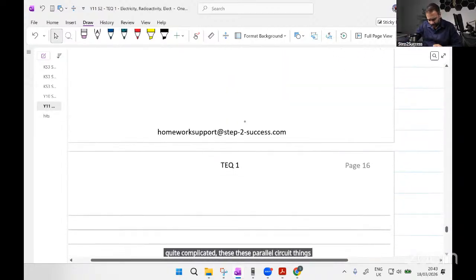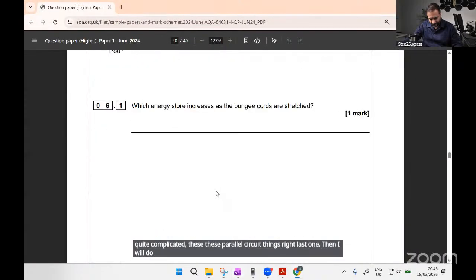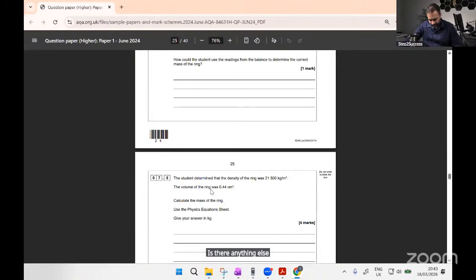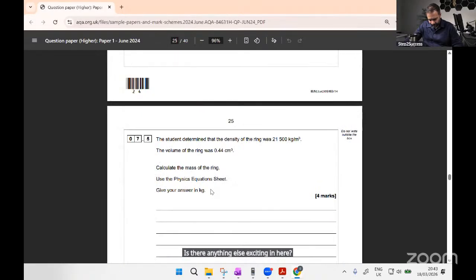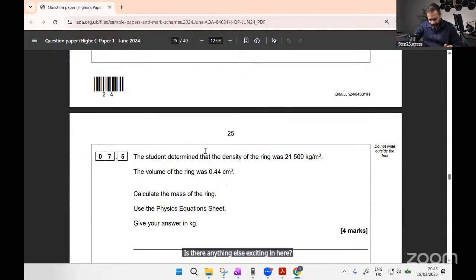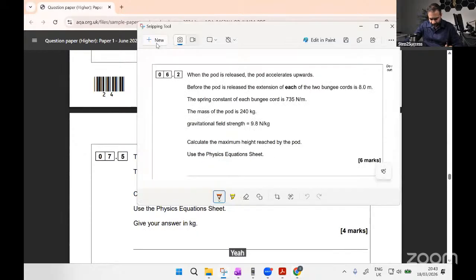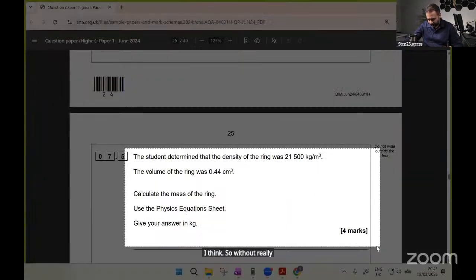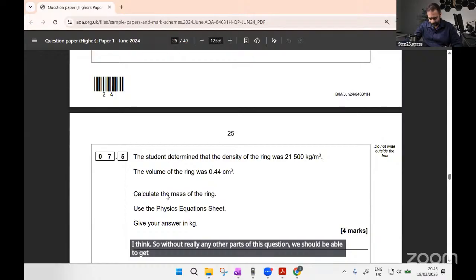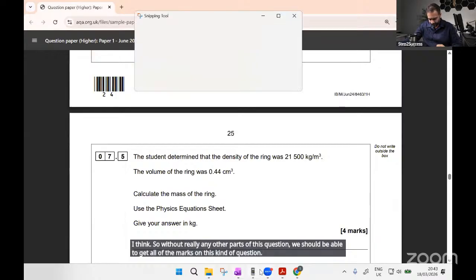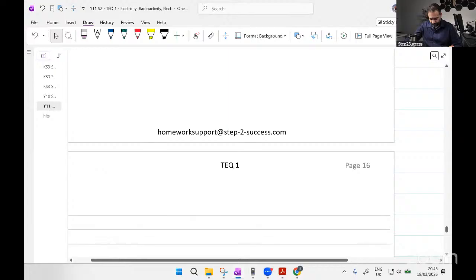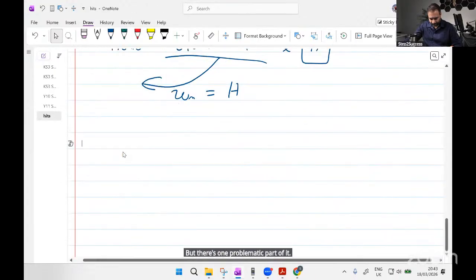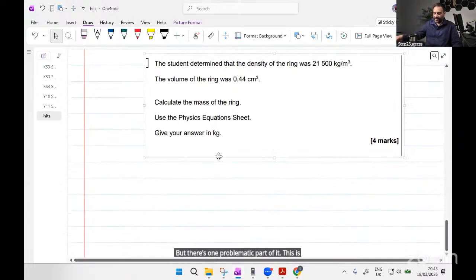Right, last one then I will do, and I'll call it for today. Is there anything else exciting in here? Yeah, this we can do on its own, I think. So without reading any other parts of this question, we should be able to get all of the marks on this kind of question. But there's one problematic part of it. This is more math than physics, to be honest.